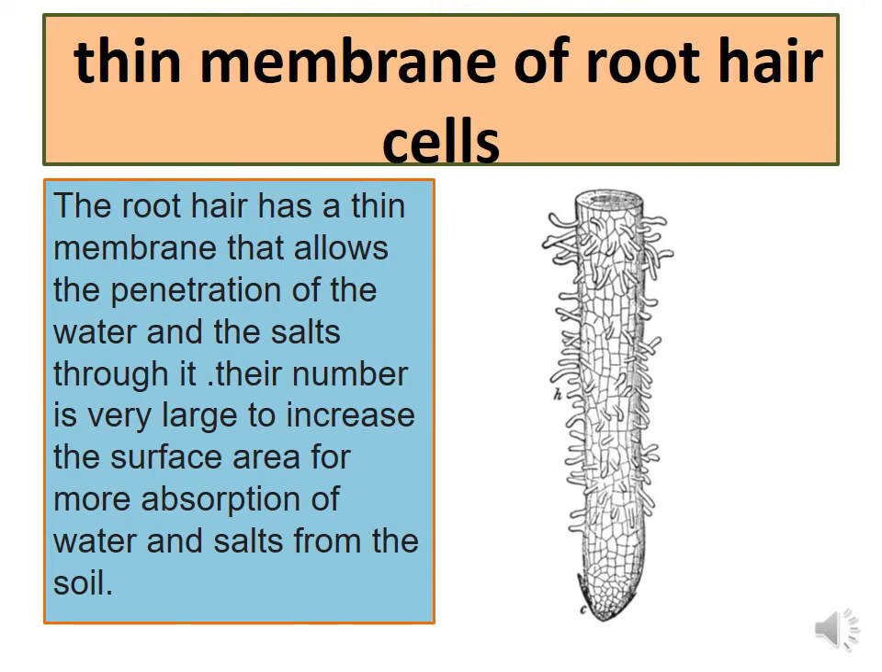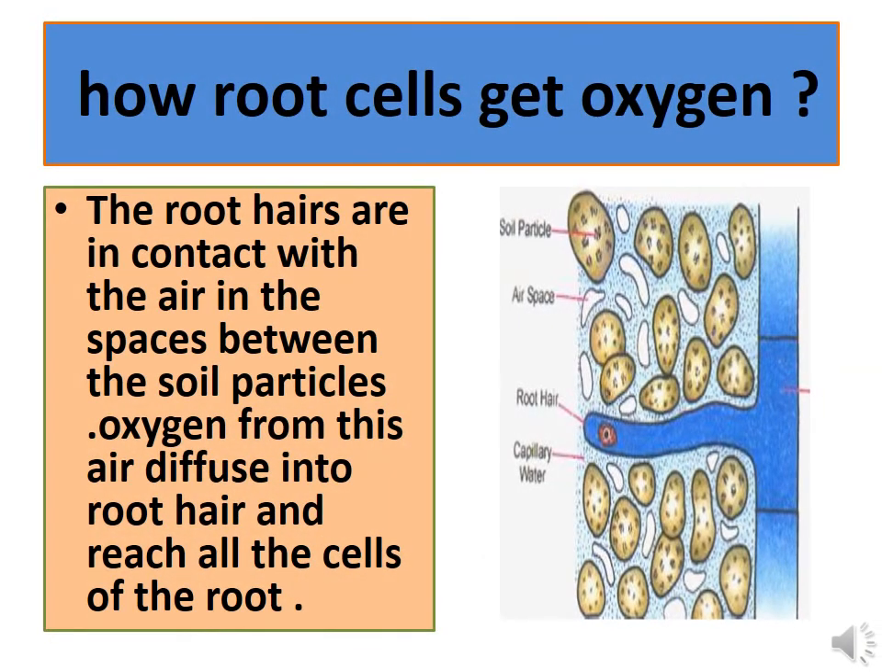The root hair has a thin membrane that allows the penetration of the water and the salts through it. Their number is very large to increase the surface area for more absorption of water and salts from the soil. The root hairs are in contact with the air in the spaces between the soil particles. Oxygen from this air diffuses into root hair and reaches all the cells of the root.